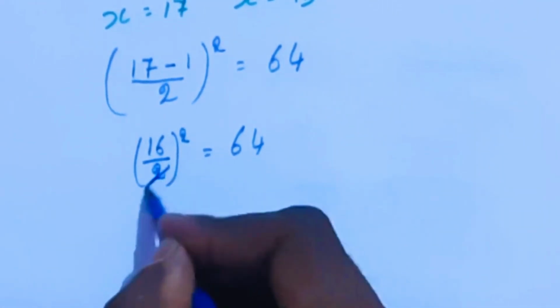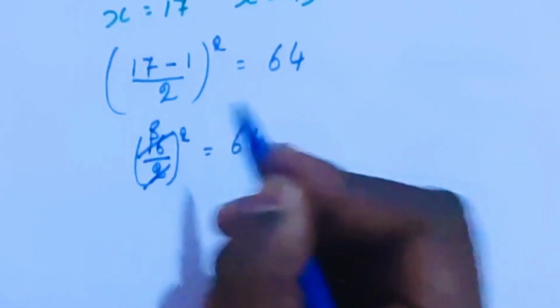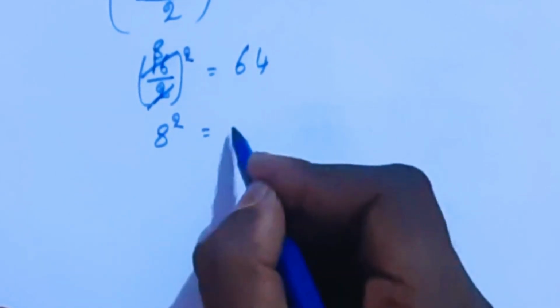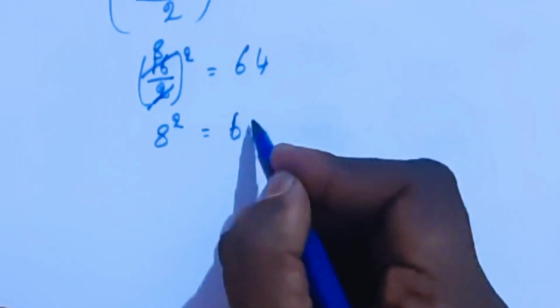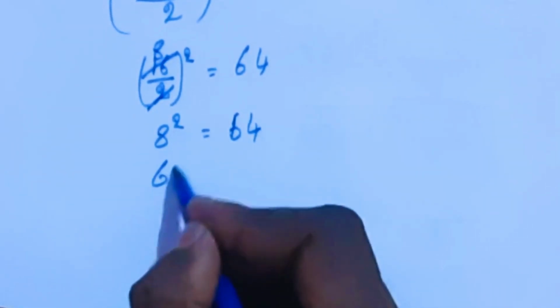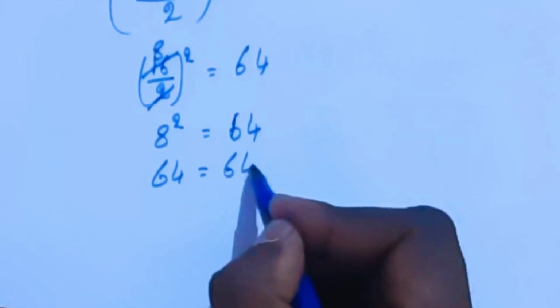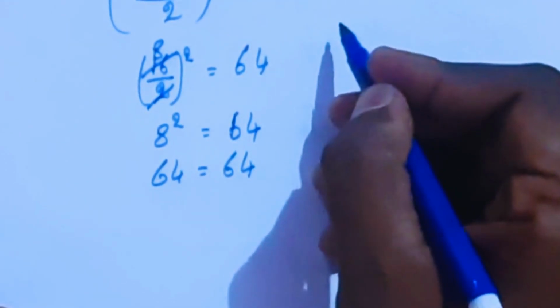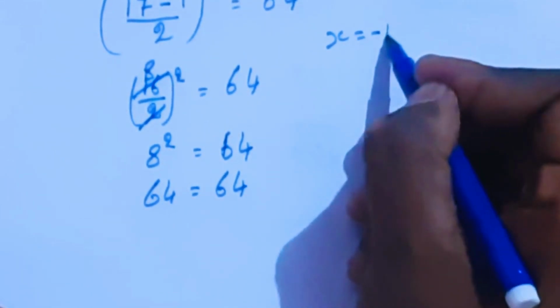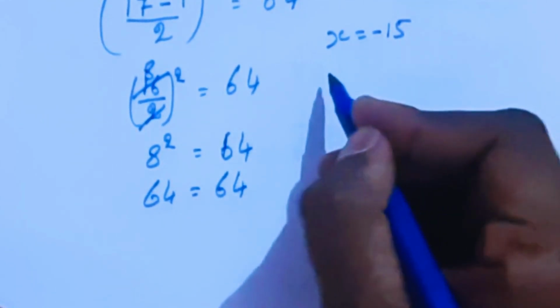Now simplify this, we'll get 8. So 8 squared equals 64. Now 8 squared is 64, equal to 64. Now we are going to implement this x equal to minus 15 in this equation.